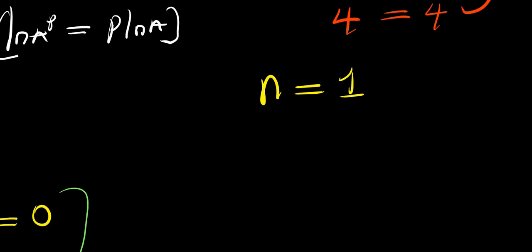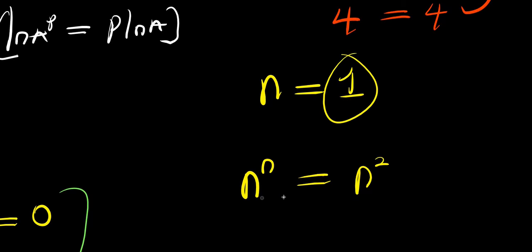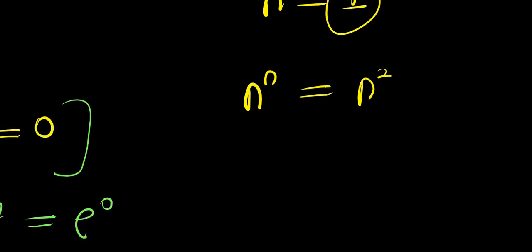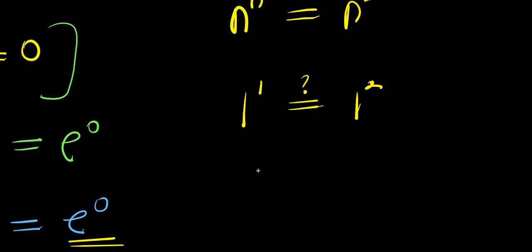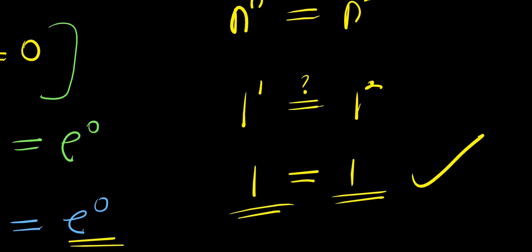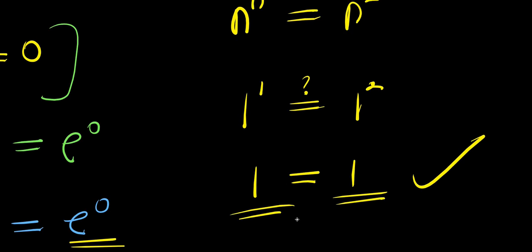Now for n equals 1, we have the same equation, n^n = n^2. Substituting 1 for n, I have 1^1. Is it the same thing as 1^2? Now, what you should know is that 1 raised to the power of any number is 1. So 1 raised to the power of 1 is 1, equals 1 raised to the power of 2, which is 1. So this has also satisfied the equation.